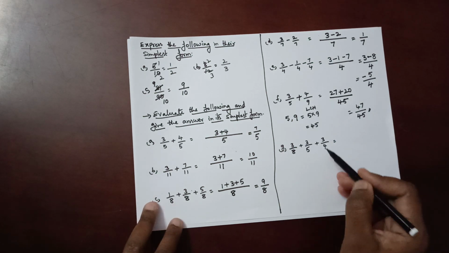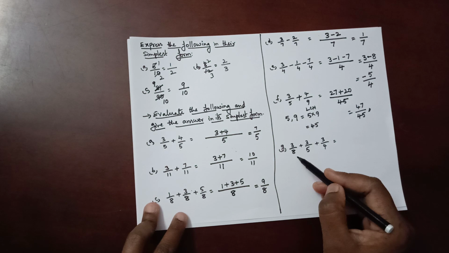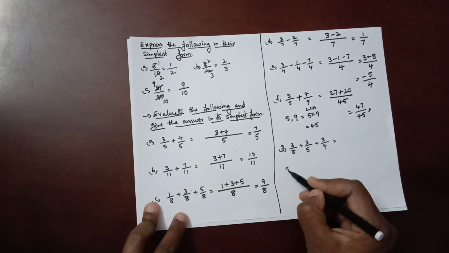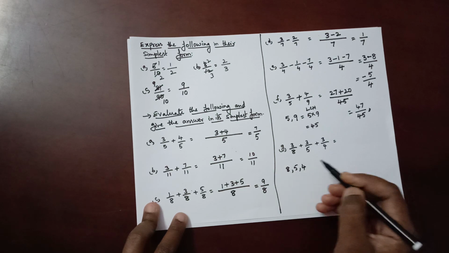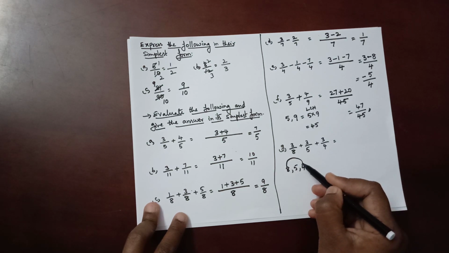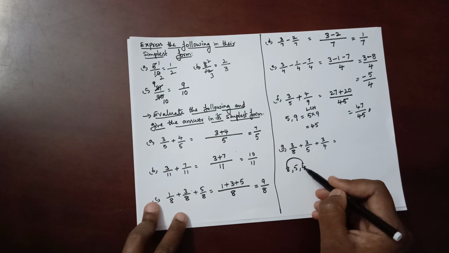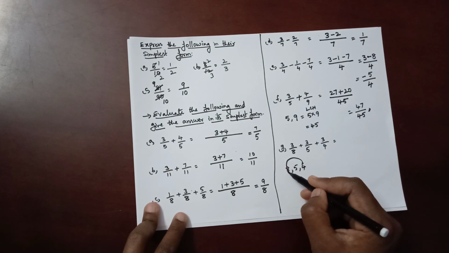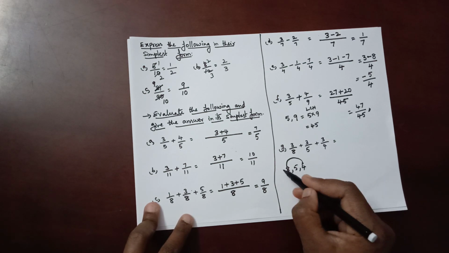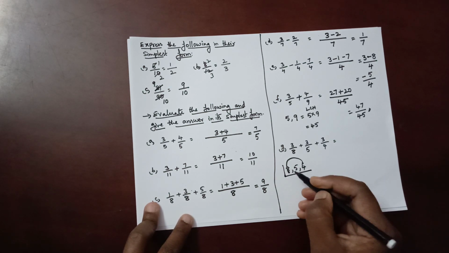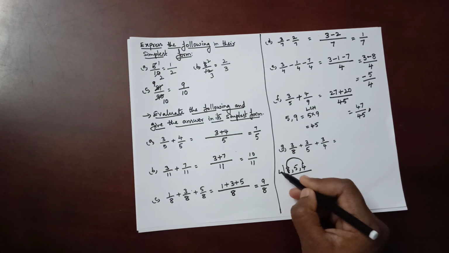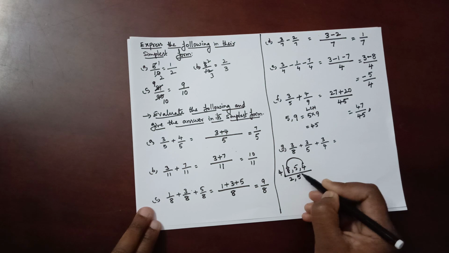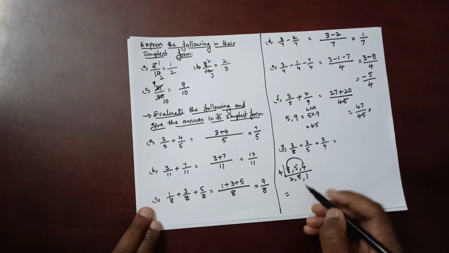Here also the sum of the fractions, but we check the denominators. The denominators are different: 8, 5 and 4. But 4 and 8, these two numbers are multiples of 4. So what to do for 4 and 8? The LCM is 8. Otherwise, we use short division. So for 4 and 8, 4 will go. 4 twos are 8, 5 as it is we are writing, because 4 is not going in 5, and 4 ones are 4. So what is the LCM?